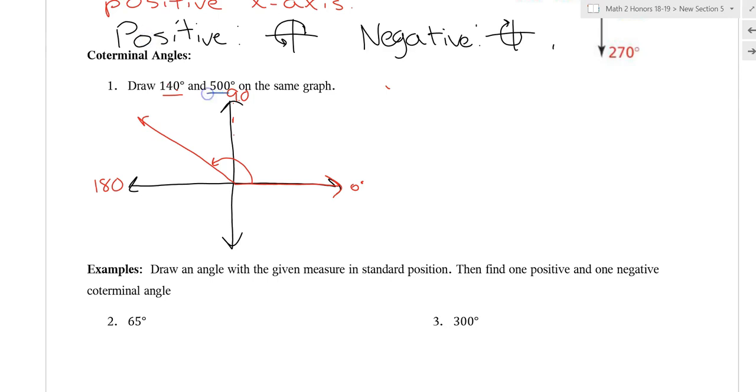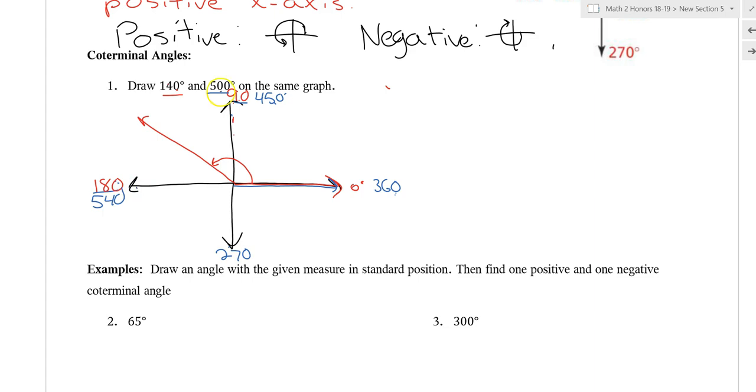If I do a 500 degree angle, same thing, starts at 0. This is 90, 180, nowhere near 500 yet. Plus another 90 is 270. Plus another 90 is 360. Still not there. Plus another 90 is 450. Plus another 90 is 540. Right? And now we're past it. Okay? So again, it's going to be between 450 and 540.